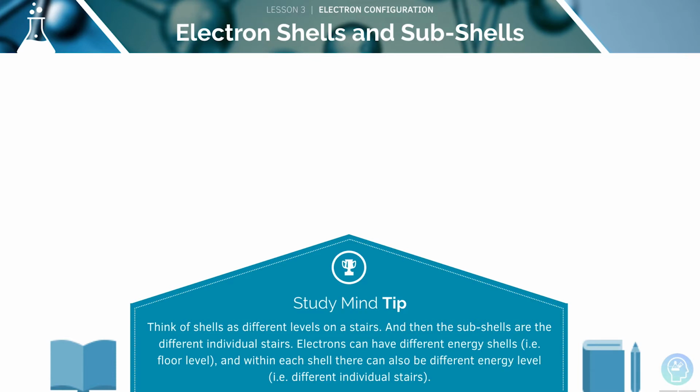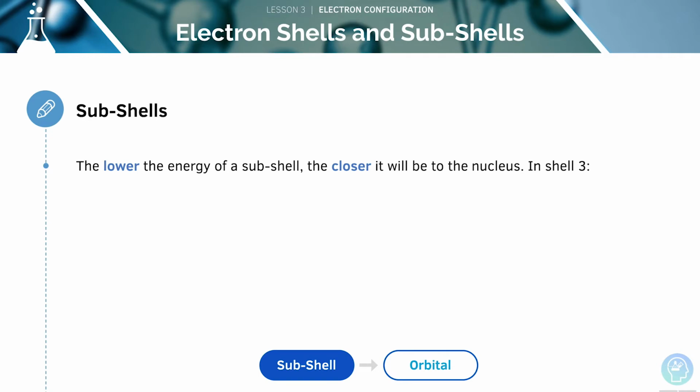The subshells can be thought of as the different stairs in one staircase. Electrons can have different energy shells, which would be the floor levels, and within each shell there's a different energy level, which would be the different stairs. The lower subshells are closer to the nucleus. Within each shell, we can have multiple subshells.